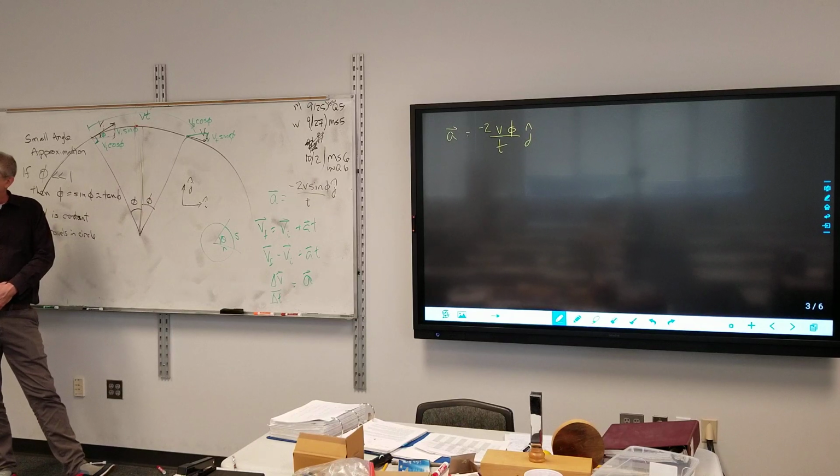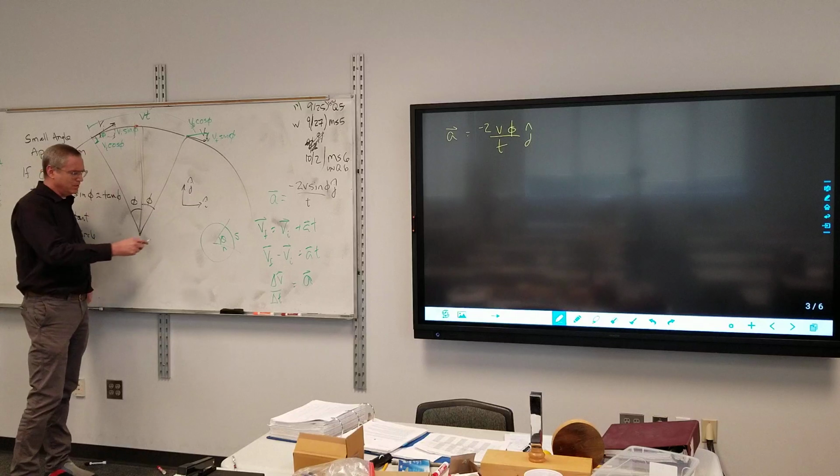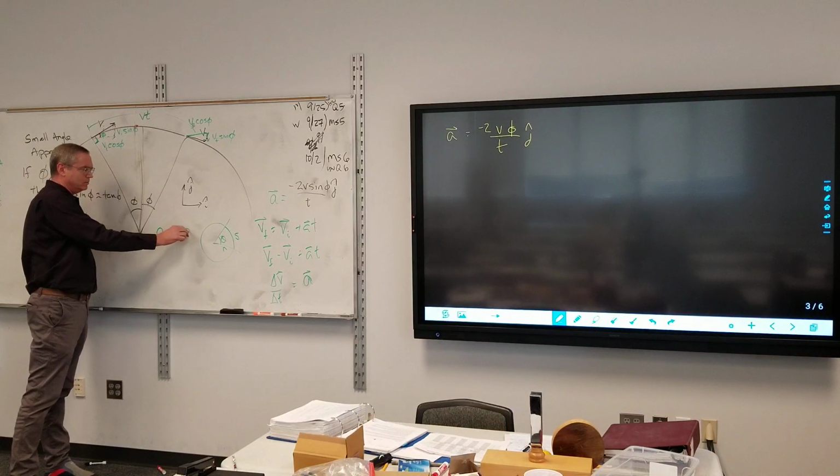What percentage of the way around is it? Take the circumference and then multiply by that percentage, the angle over 2 pi. So the circumference of the whole thing is 2 pi r.